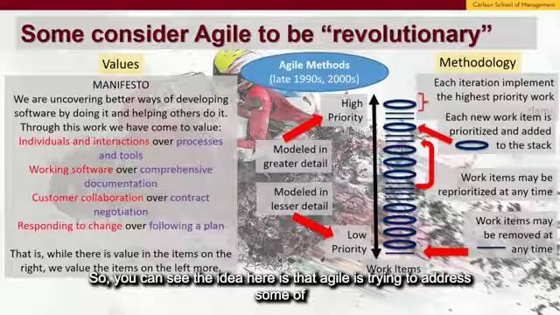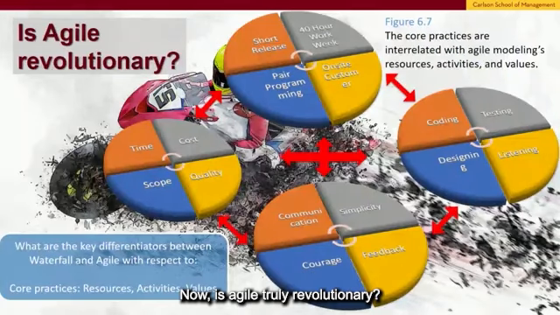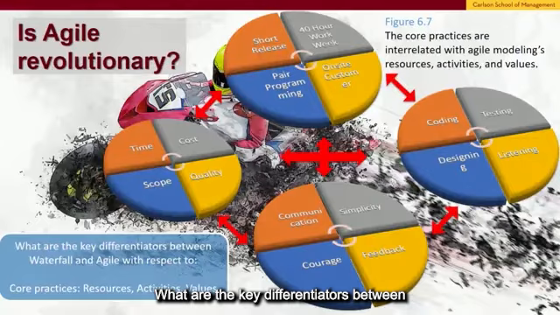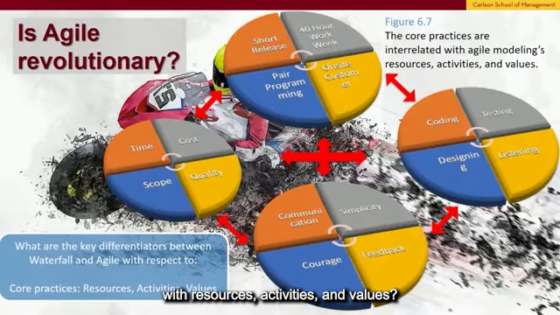And so you can see the idea here is that Agile is trying to address some of the rigidity and some of the shortcomings of traditional waterfall methodologies. Now, is Agile truly revolutionary? And what are the key differentiators between waterfall and agile with respect to their core practices with resources, activities, and values? Well, I would argue not a whole lot.